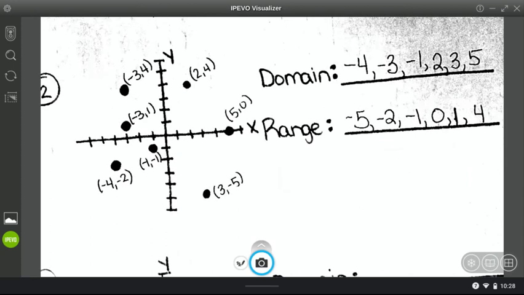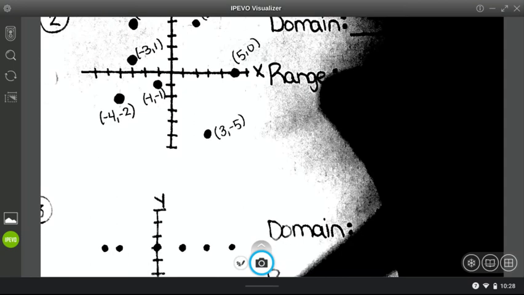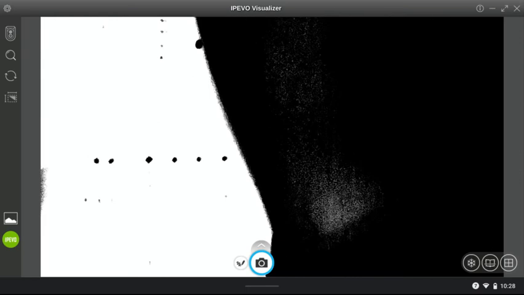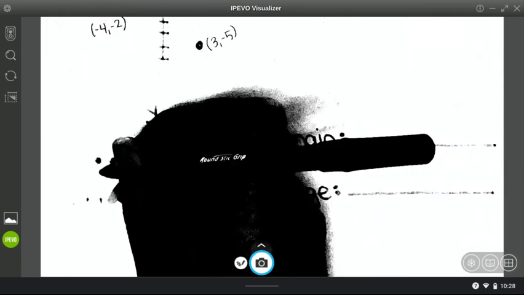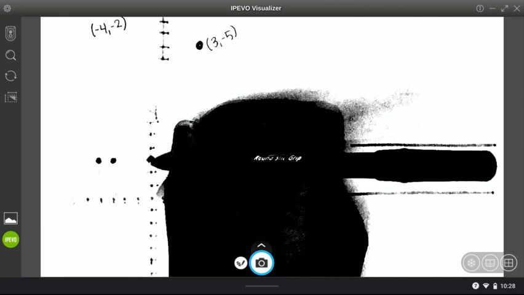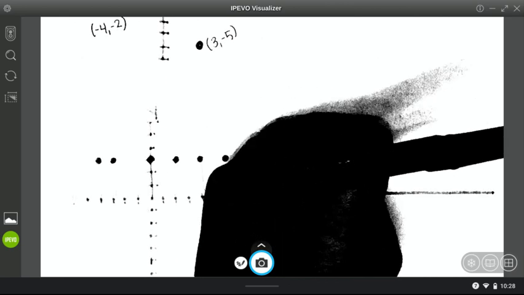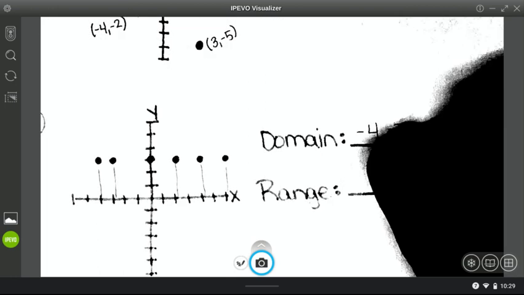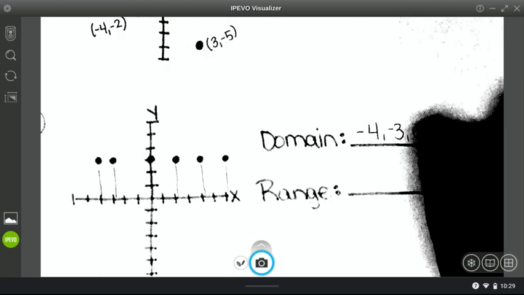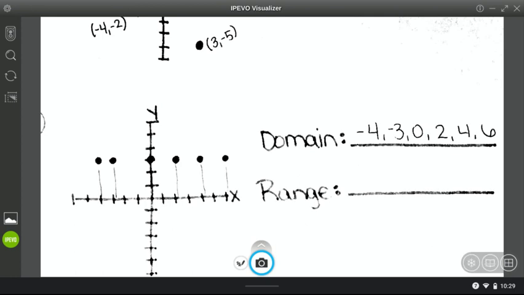All right, now what do you guys think about number 3? What do you guys think the domain would be here? -4, -3, 0, 2, 4, 6. So there's our domain: -4, -3, 0, 2, 4, 6.